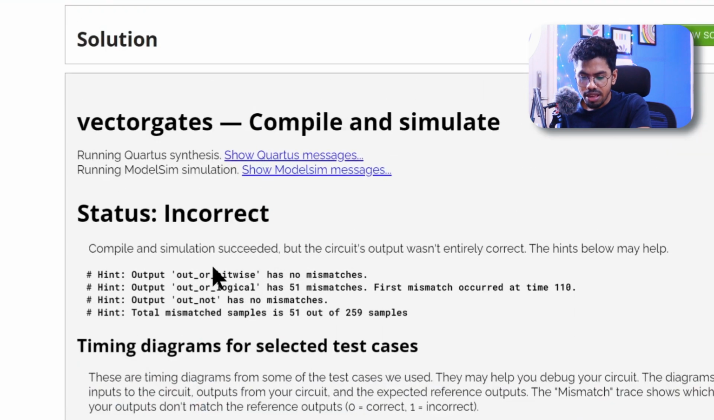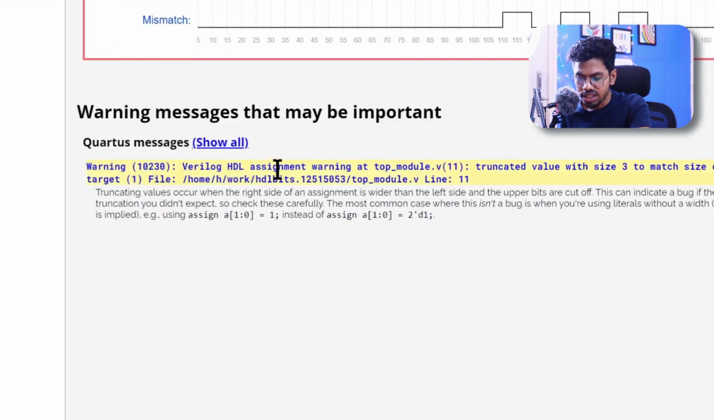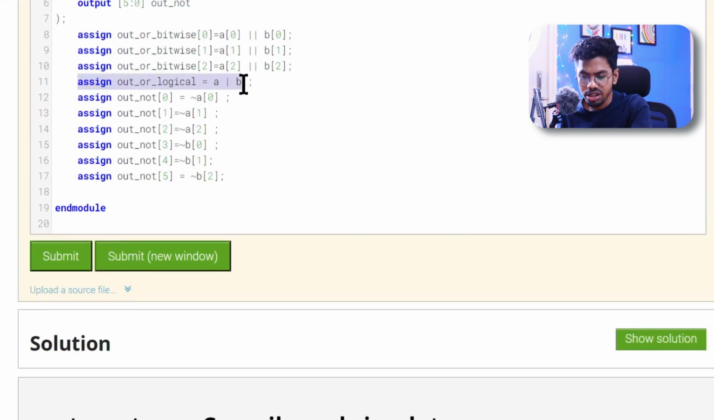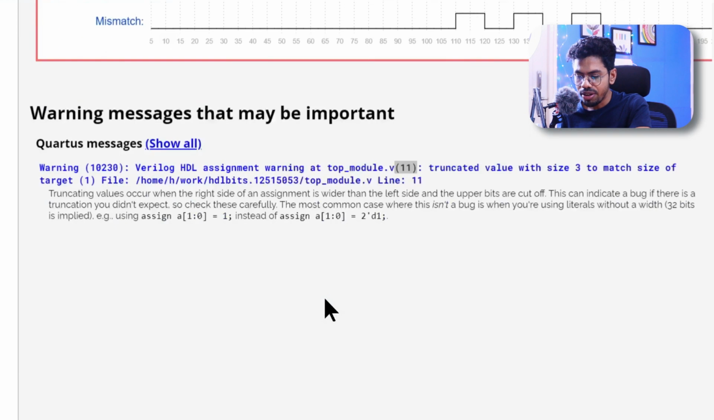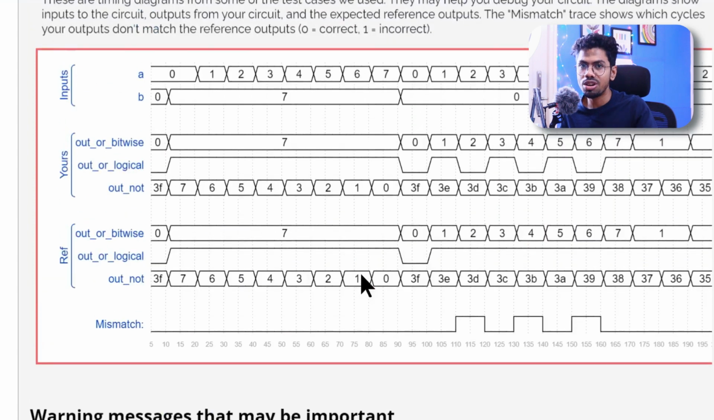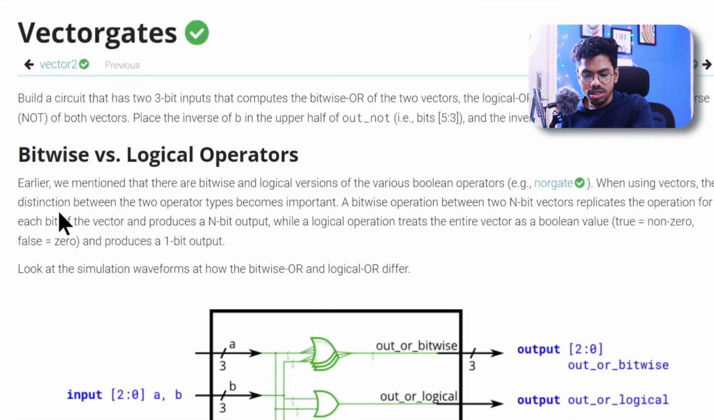See, we got an error here, and if I go down, then here they are showing line number 11. So we can go to line number 11. Here we made the mistake, right? So in line number 11, what happened? Truncated value with size 3. Your A or B of size 3, the result of their bitwise operation will be of size 3, and we are trying to assign it to a target of 1 bit. So anytime you find such an error, just remind yourself that this is the mistake you are making. Okay, so I hope this is also clear.